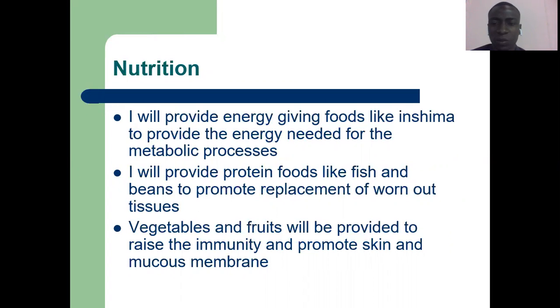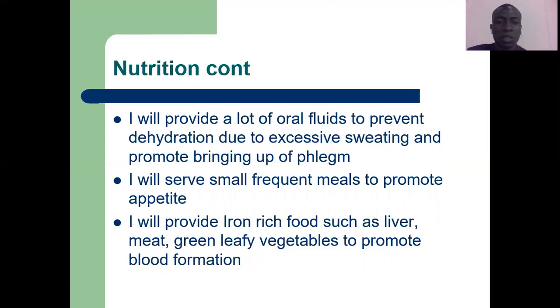Provide energy, giving food that stimulates and promotes what the patient needs. Provide protein food like fish and beans to promote replacement of worn-out tissues. Vegetables and fruits will be given to raise the body's immune system and promote skin and mucous membrane health. You provide a lot of fluids to prevent dehydration due to excessive sweating.